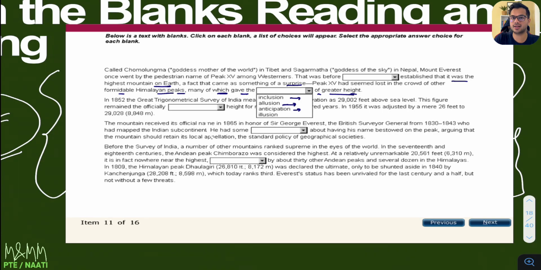Anticipation means expecting. Expecting of greater height. Now they're already of a greater height. Expecting of greater height again doesn't make any sense. Illusion of greater height. Illusion means something which is not real. Illusion of greater height. So all the other options didn't make any sense. Illusion of greater height is going to be my correct answer.